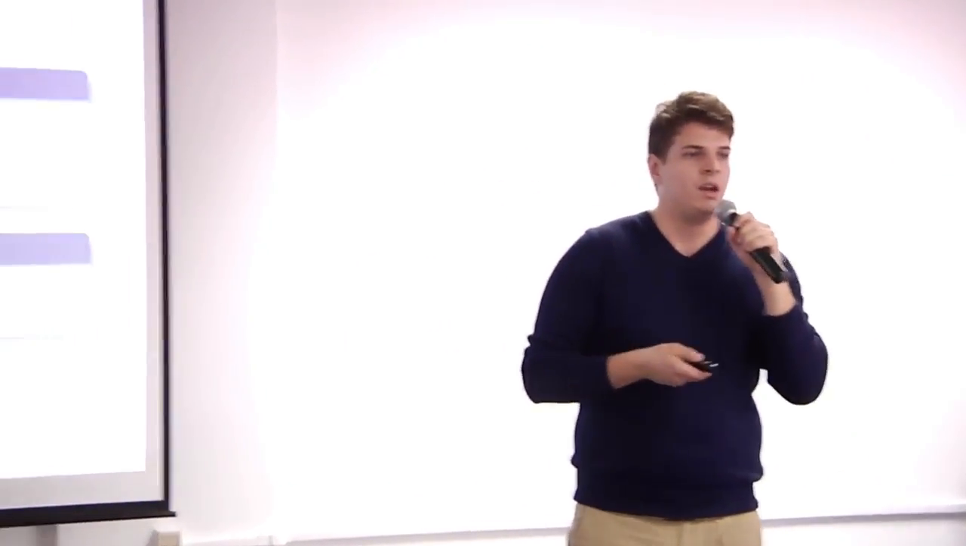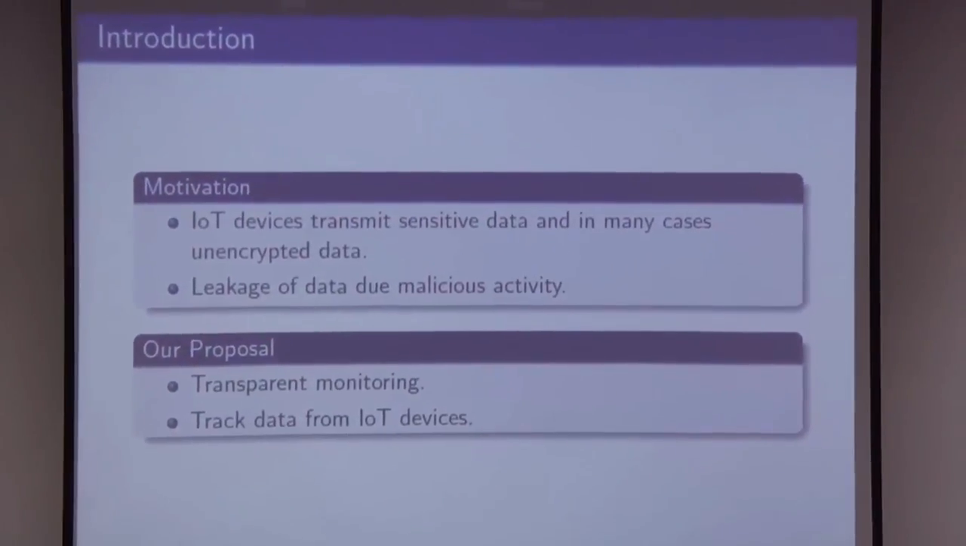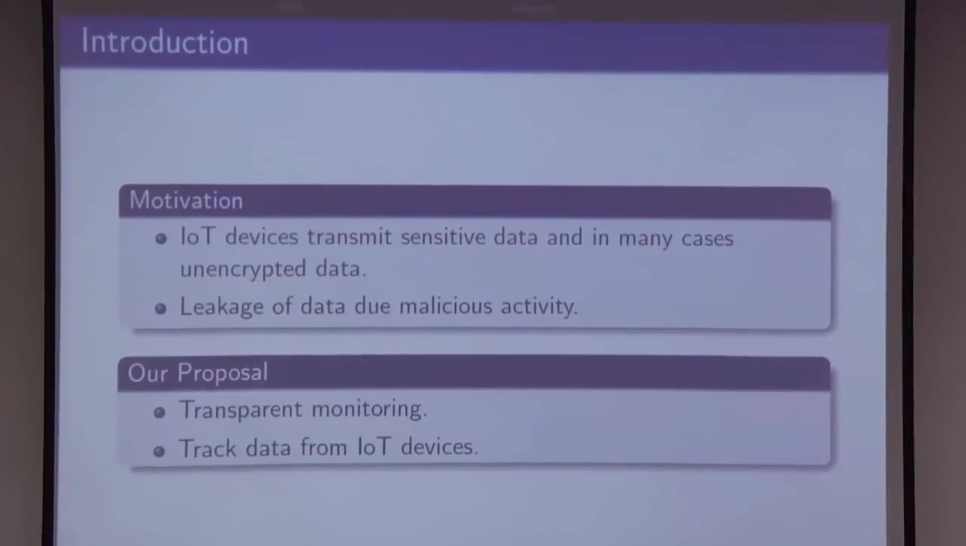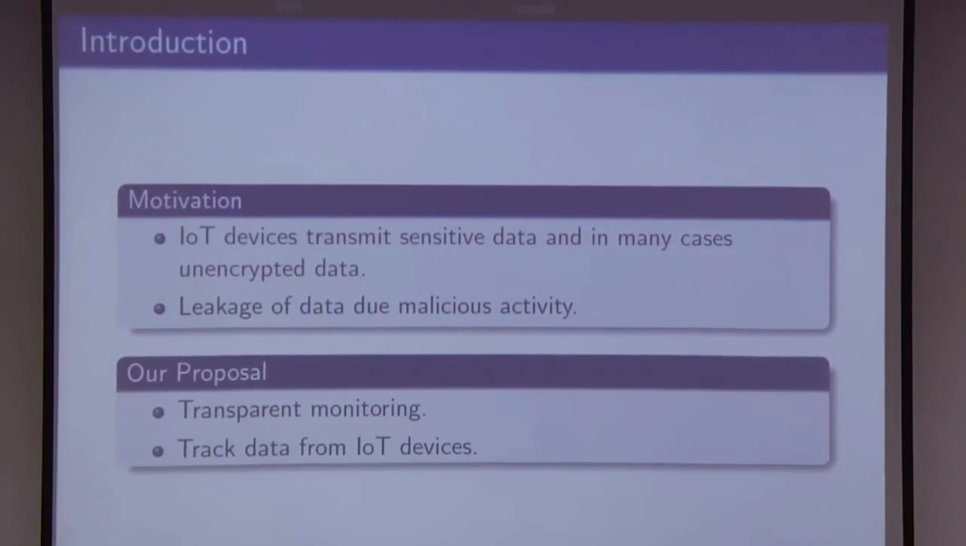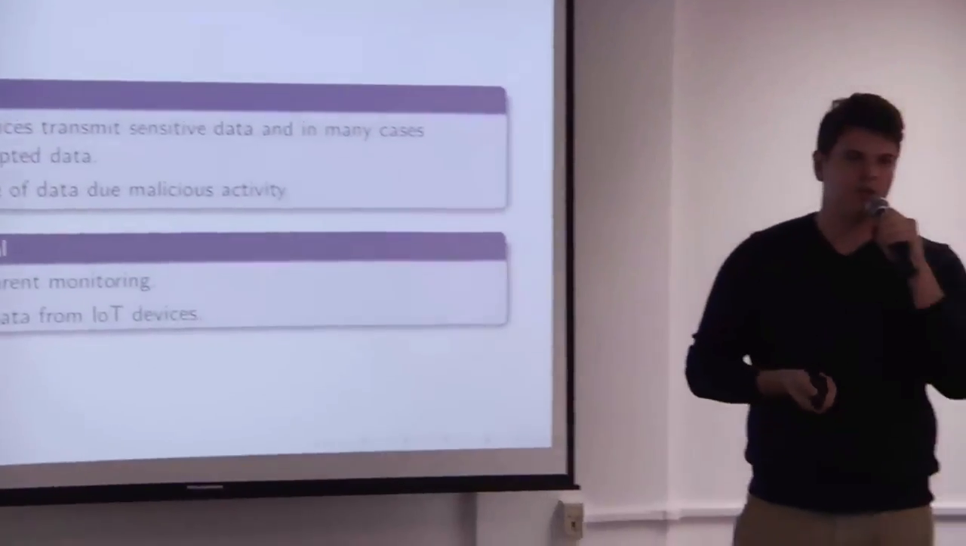Well, the main motivation here is the growth of the internet. Everybody knows that the internet has been growing for the last 2 decades. But now we have many different devices coming into our normal communication networks. And these are the IoT devices. Sometimes these devices are small and not capable of processing the security protocols that we use in our computers. So many times they transmit sensitive data, maybe your heart rate or the temperature in the room, in an unencrypted way. If this data is leaked for any reason or anybody is capable of capturing it, that could be a security issue for us. So our proposal here is to do transparent monitoring. And we want to track these IoT devices within our network.